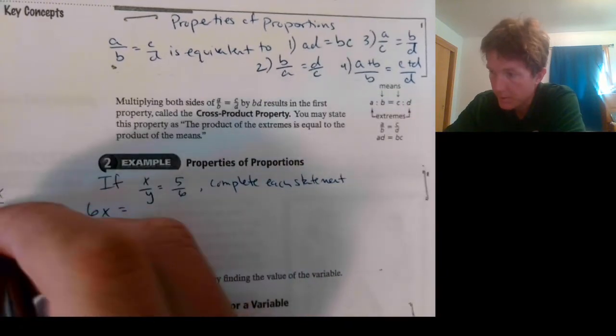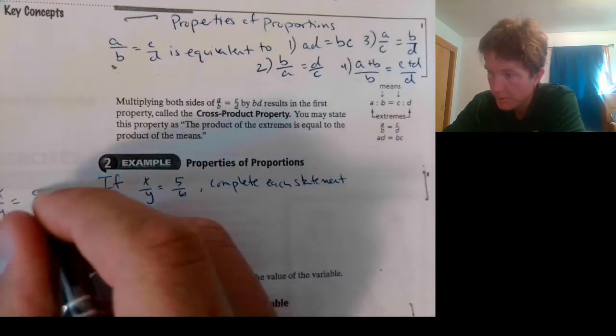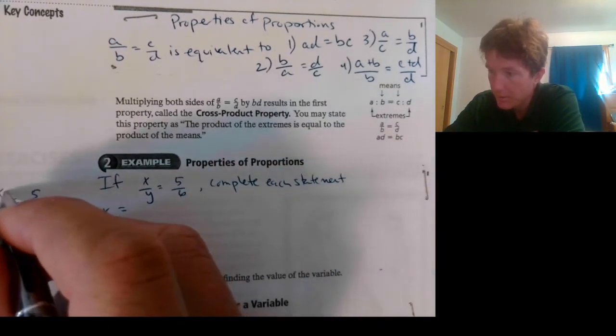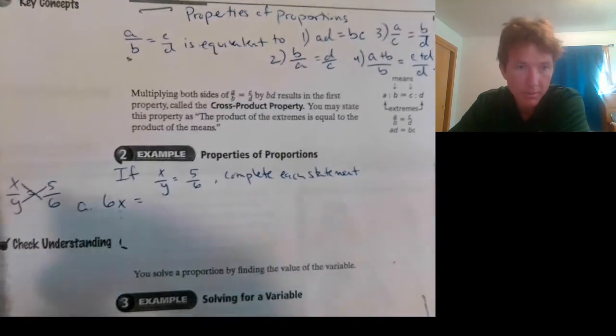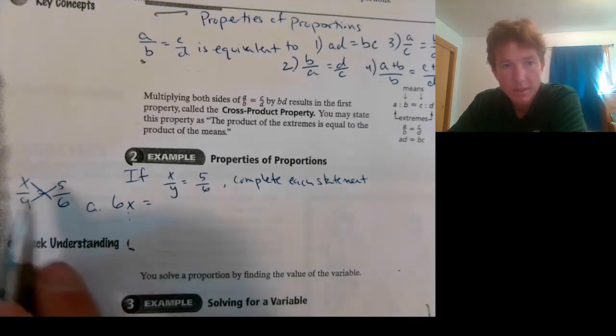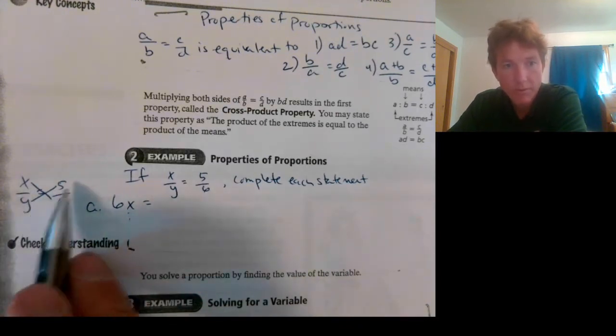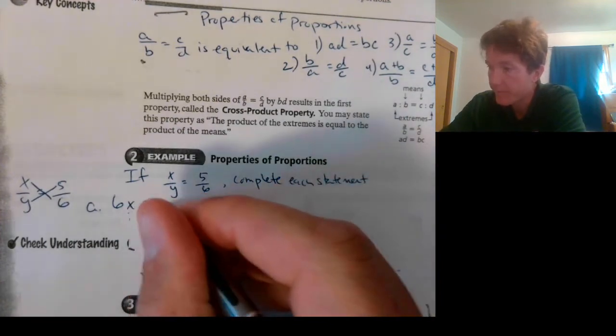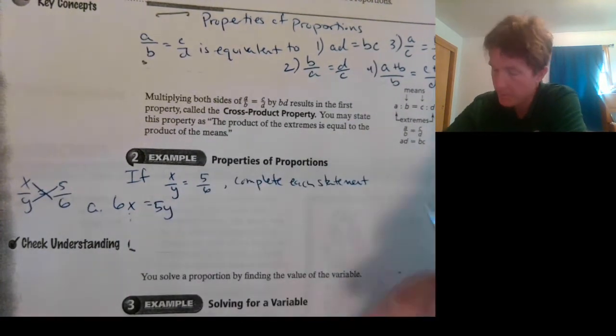So let me show you how I think about it in my head. I just draw lines across like that to make it cross product property, or cross multiply. 6 times x is equal to 5 times y. That's a true statement.